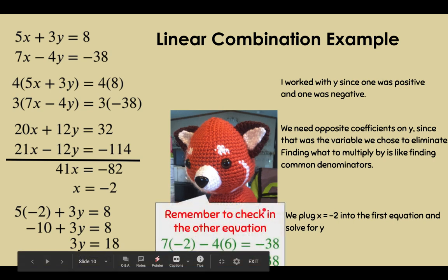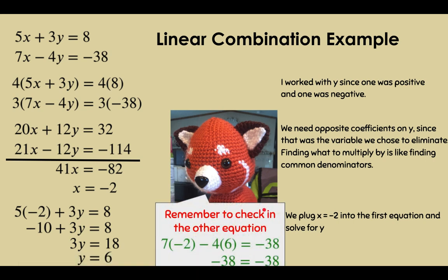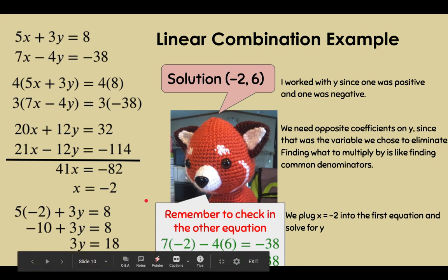So I'm going to check that in my other equation. When I plug in x equals -2, y equals 6 in the 7x minus 4y equals -38, I get -38 equals -38. So it does check. So that's my solution. Last thing, I'm going to write my solution equals and give the ordered pair.